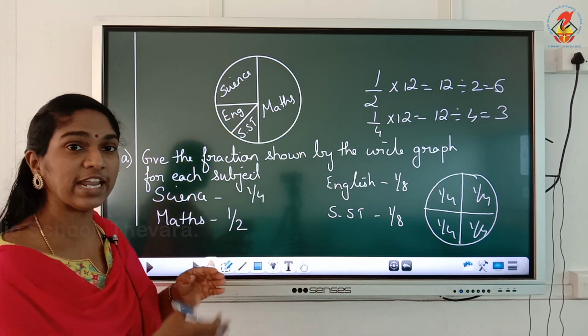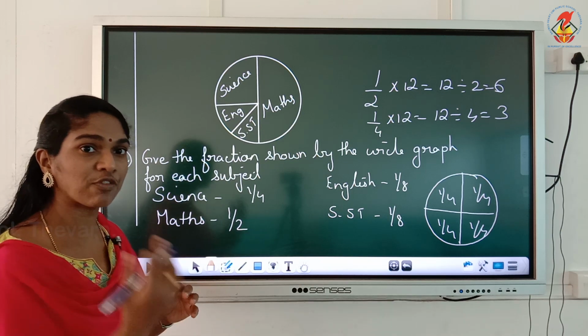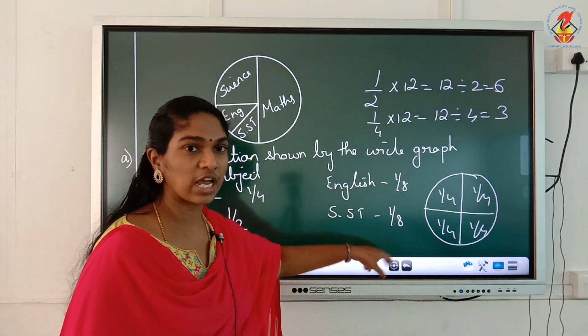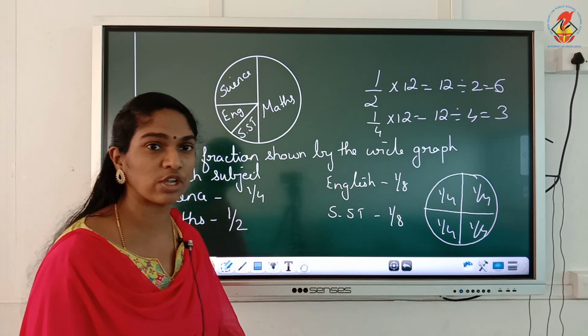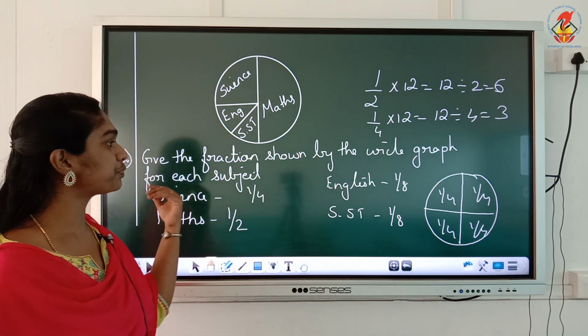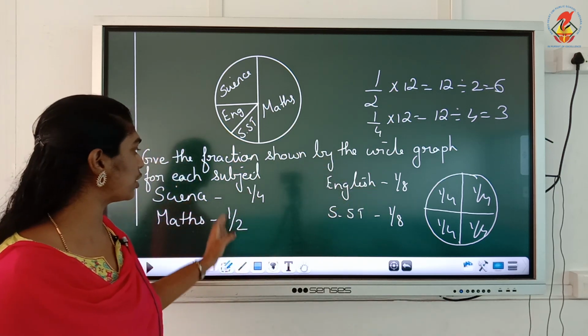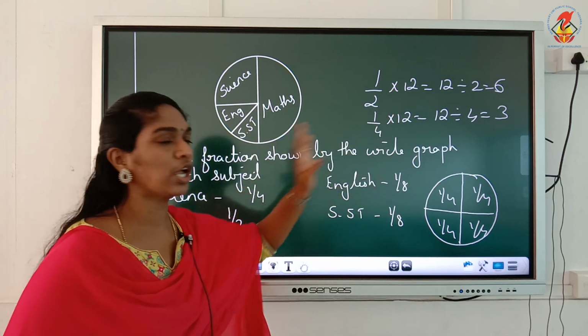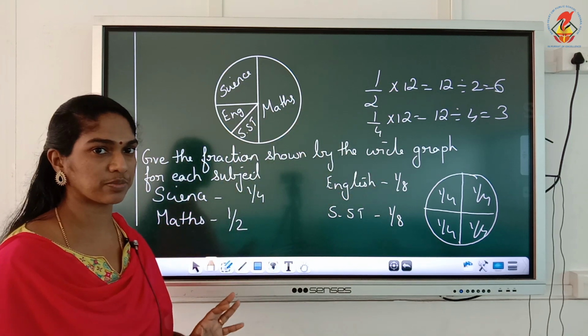This 1/4 is again divided into equal parts. So, half of 1 by 4 is 1 by 8. How we are getting this 1 by 8? You learn it when you are learning the fractions chapter. Okay. So, half of 1 by 2 is 1 by 4, half of 1 by 4 is 1 by 8. Just understand this much. Okay.